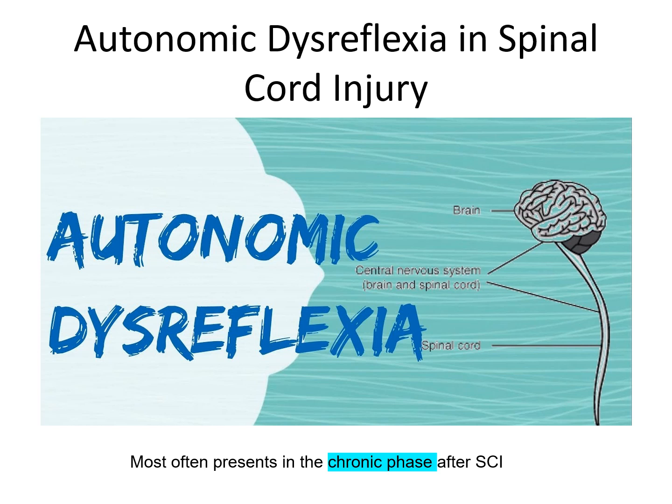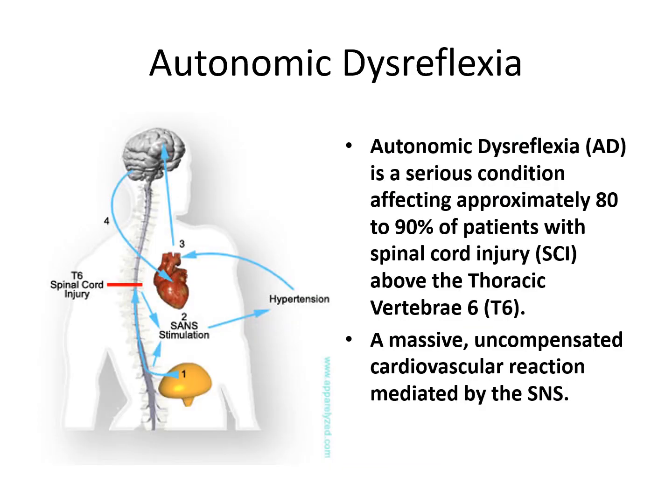It most often presents in the chronic phase after spinal cord injury. Baroreceptors in the carotid sinus and aorta sense this hypertension and stimulate the parasympathetic nervous system. This causes a decrease in heart rate. Visceral and peripheral vessels do not dilate because efferent impulses cannot pass through the injured spinal cord.